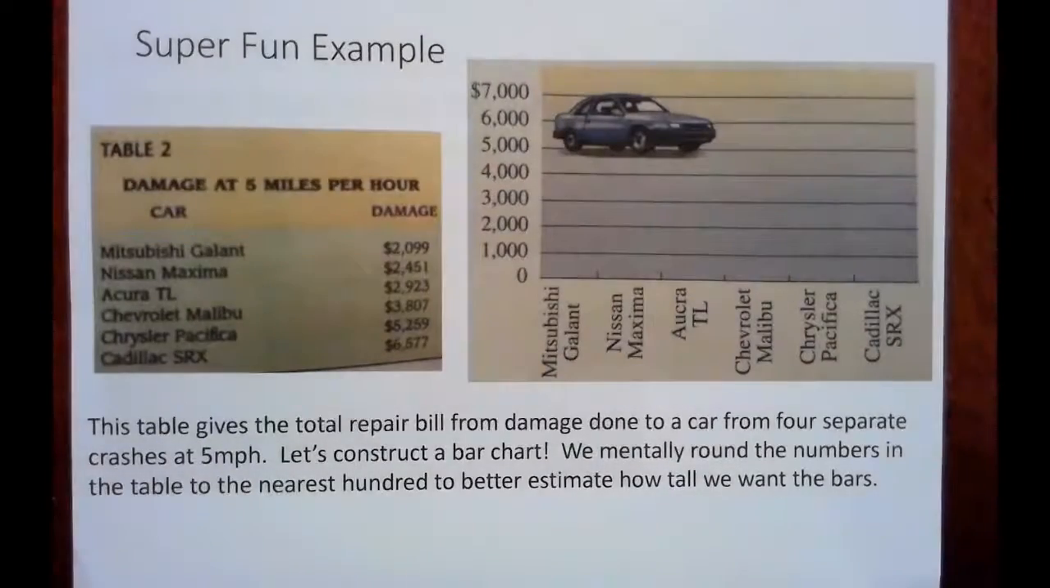Okay, so let's do a super fun example. This table here gives the repair bill from damage done to a car from 4 separate crashes at 5 miles per hour. So let's construct a bar chart. Let's go ahead and mentally round the numbers in the table, or I'll write them down, of course, to the nearest 100 so we can better estimate how tall we want the bars.